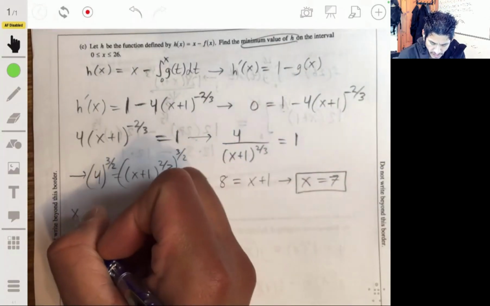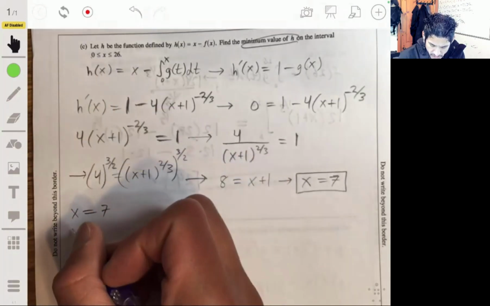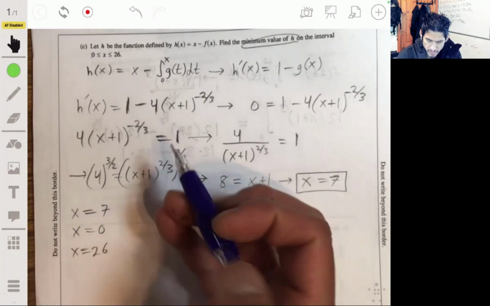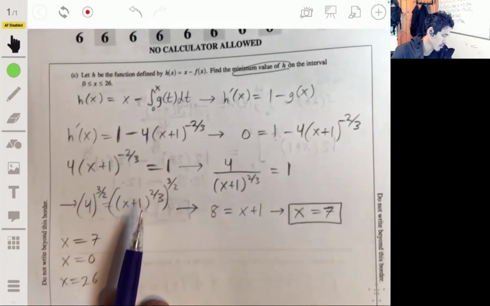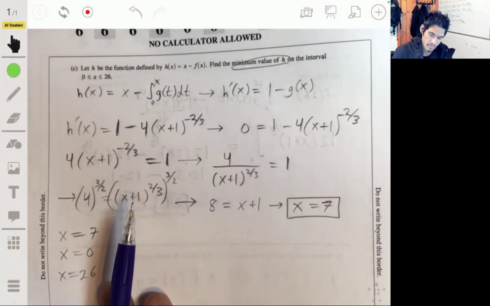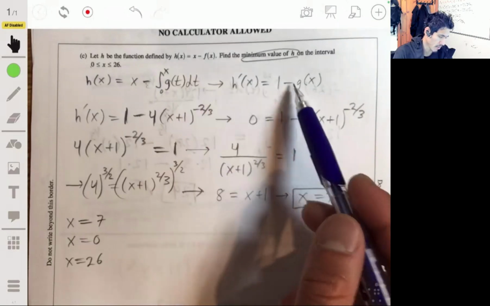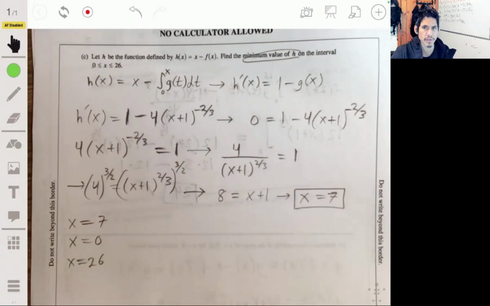What we're going to do is check x is 7, and then also check the endpoints, x is 0 and x is 26. We're going to evaluate them into our integral. Well, into here, I guess, because it'll be more clear. Let me just write it out clearly.